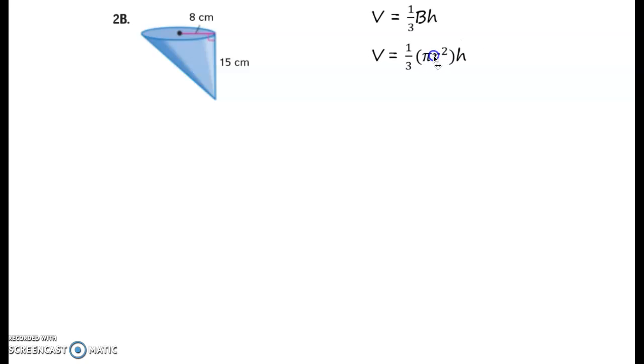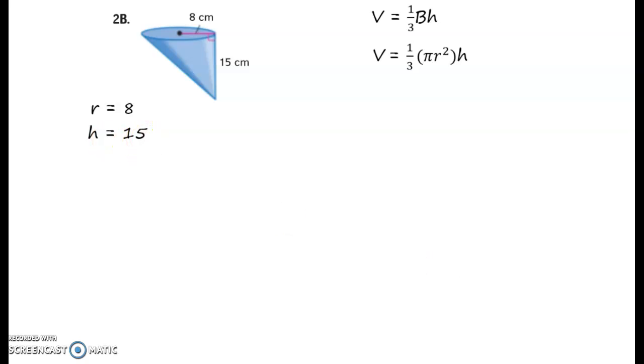Substitute in my formula for a circle. So I have 1/3 pi r squared times the height. They still gave me my radius, so I know my radius is 8. And they also gave me my height, I can tell it's the height because of the little right angle symbol right there. So my height is 15.